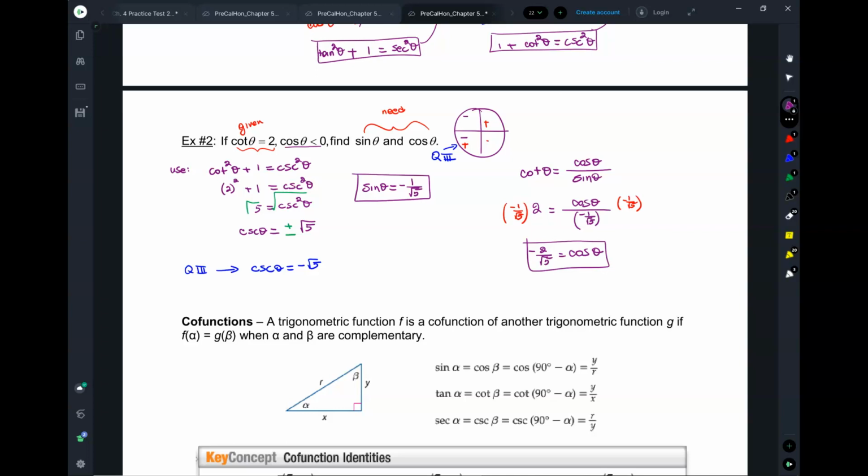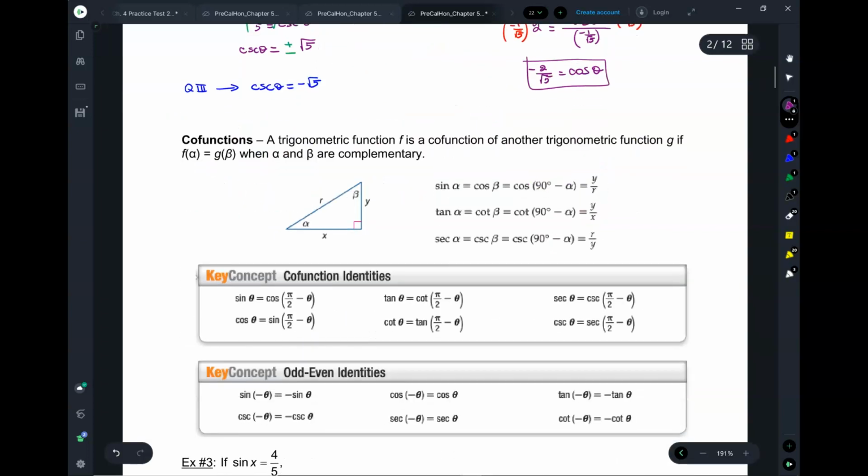Okay. All right, let's go to the next part, cofunctions. A trig function is a cofunction of another function if f of a equals g of b. Okay, so let me talk about this.